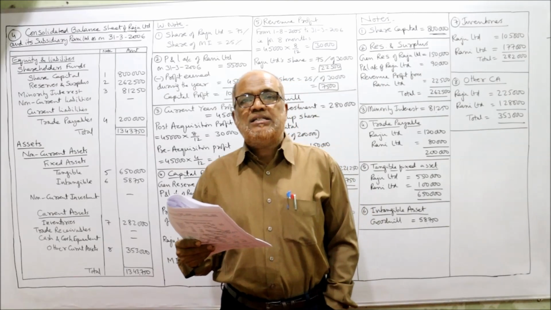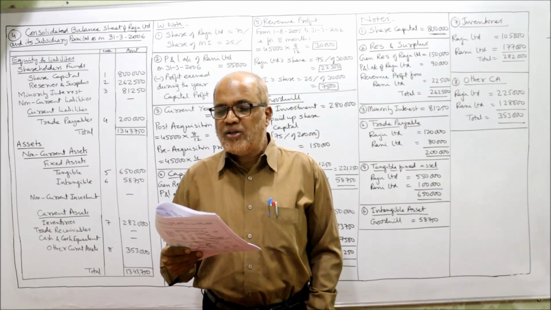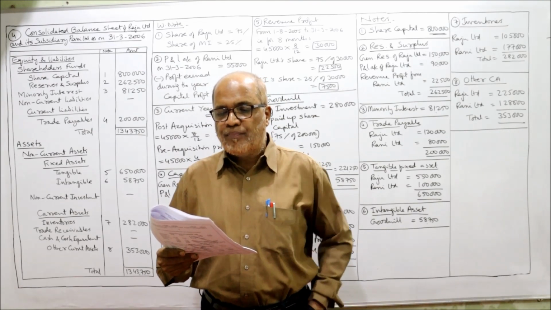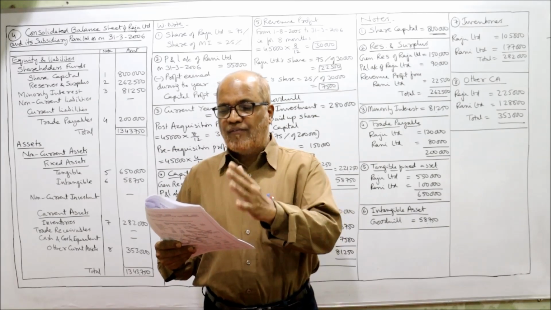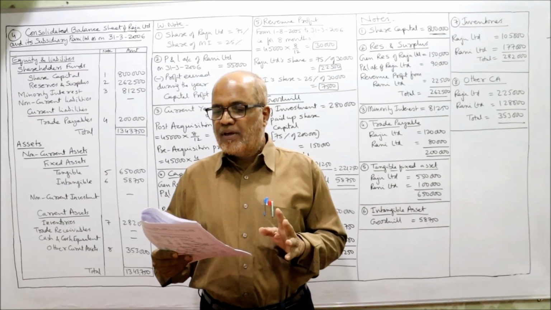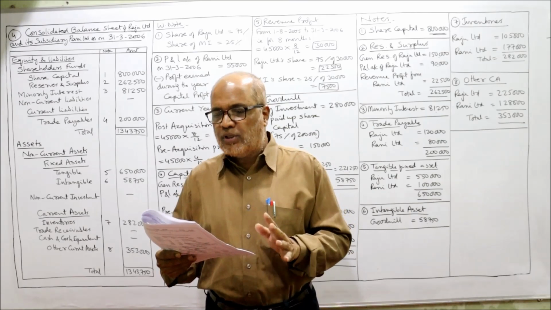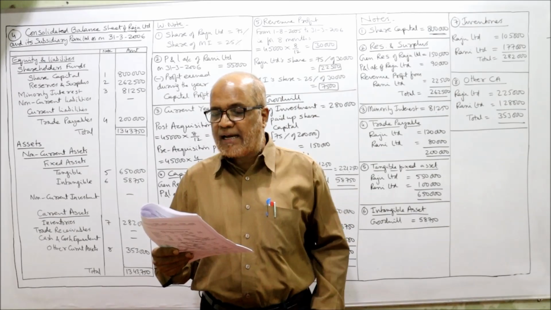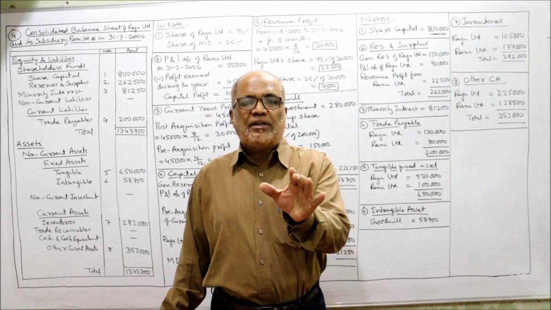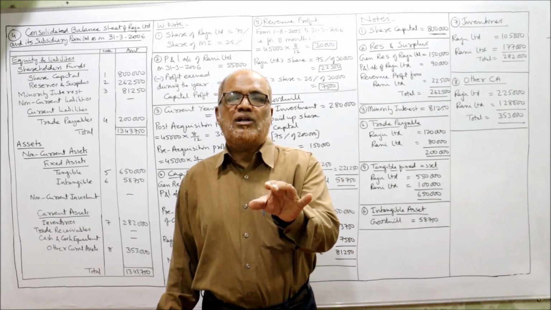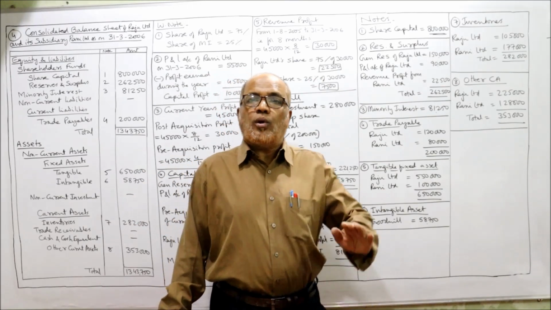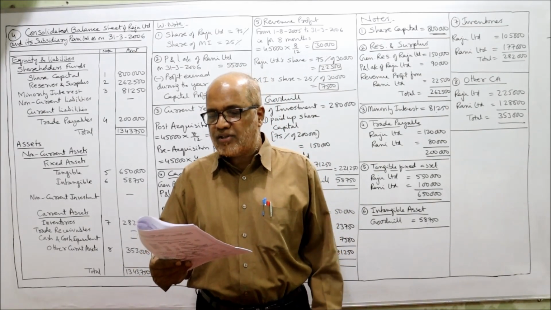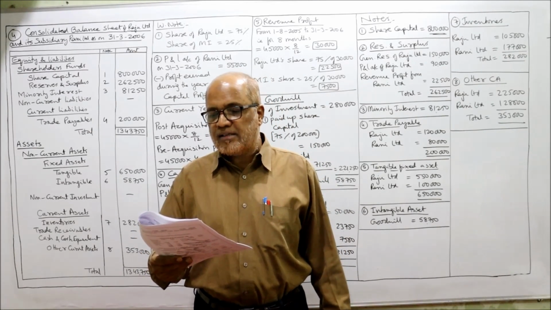Equity share capital 8 lakh rupees for Raju Limited and 2 lakh rupees for Rani Limited. General reserve 1,50,000 and 70,000. Profit and loss account 90,000 and 55,000. Creditors. Then on the asset side, fixed assets are given for both the companies. 75% shares in Rani Limited at cost 2,80,000. That means Raju Limited holds 75% of the share capital of Rani Limited. The remaining 25% shares are held by outsiders. That is minority interest. Then stock and other current assets are given.